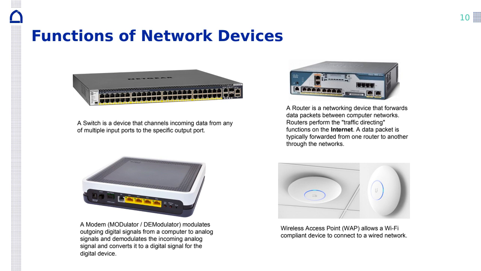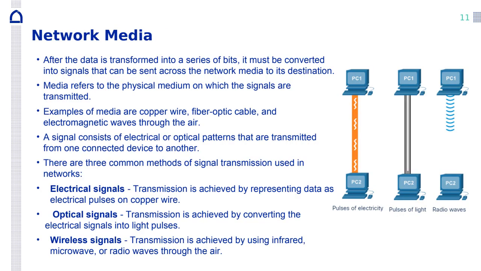Then we have modem. Modem is an abbreviation of modulation, demodulation. It will convert from digital to analog and from analog to digital. This is wireless access point. They have different shapes like this one. This is a wireless access point. It allows Wi-Fi compliant devices to connect to a wired network. Network media, different network media. We have copper, fiber, and electromagnetic waves.